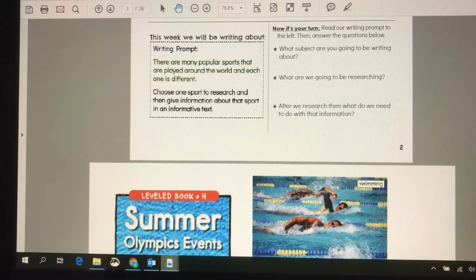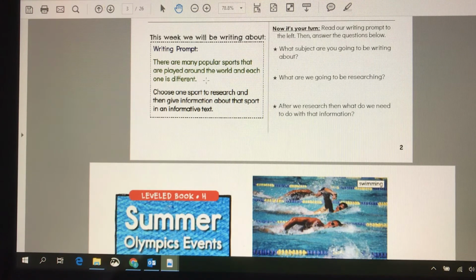What is our subject? In the writing prompt, what are we going to write about? Sports. We're going to write about sports. Okay, what are we going to research? We're going to research how the sport is played and how it might be different from other sports.